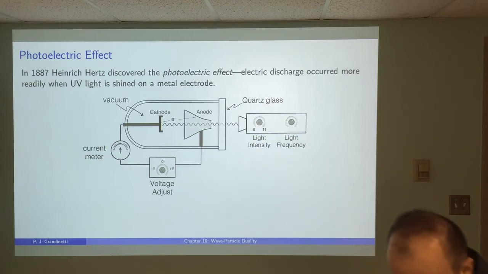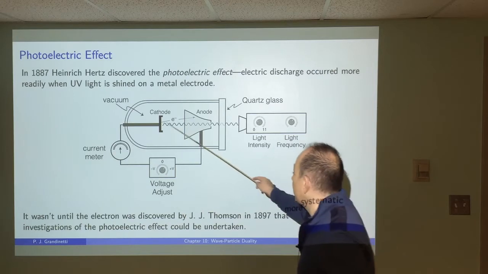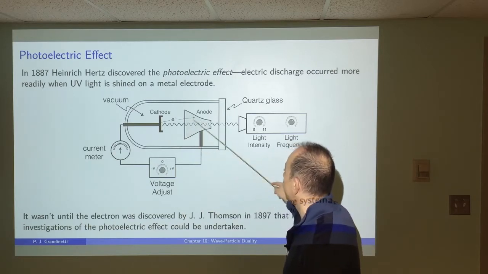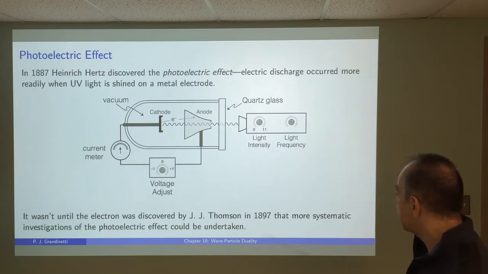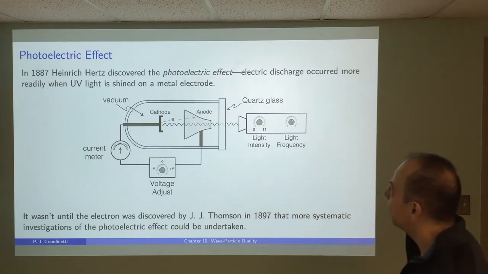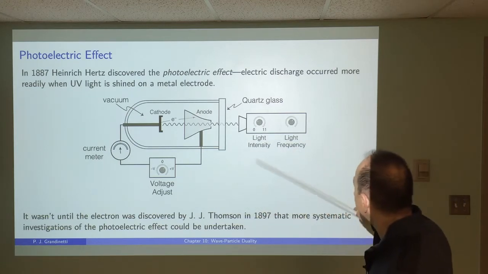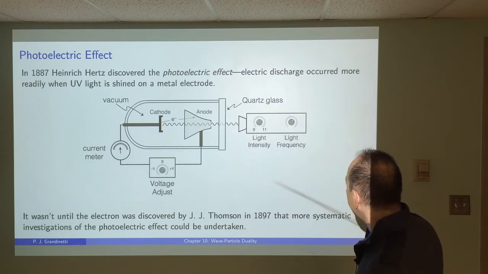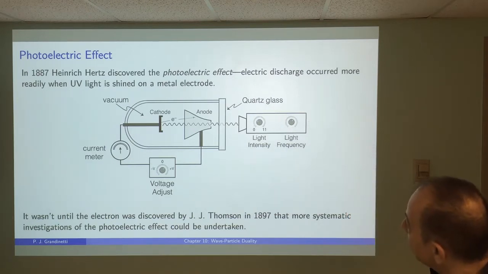And at the time, actually, the electron wasn't even discovered, so it wasn't quite clear what was the charge that was moving across. But in 1887, J.J. Thomson discovered the electron, and at that time, scientists went back and looked at this photoelectric effect with a little bit more detail, looking at things like what happens when you vary the light intensity, what happens when you vary the light frequency. And let's look at what the results were.